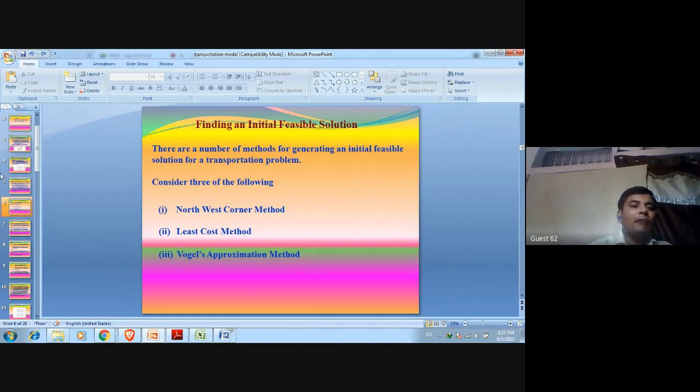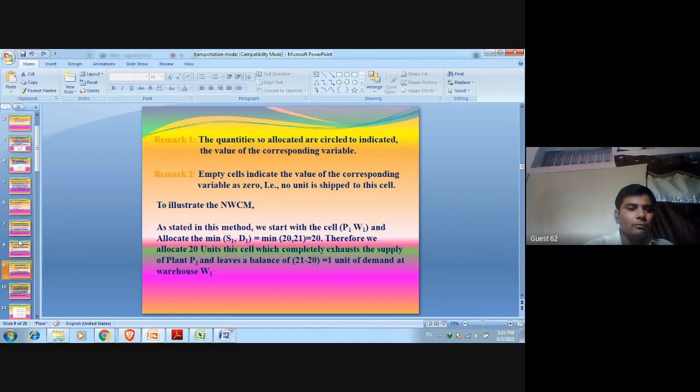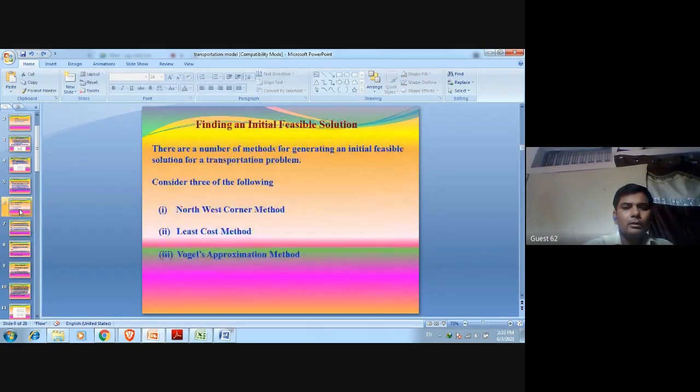Suppose that you have an example like this. By applying all these three methods, you will observe which method gives you minimum transportation cost. It would be either NWCM or LCM or VAM. So you have to apply all these three methods in a single example.